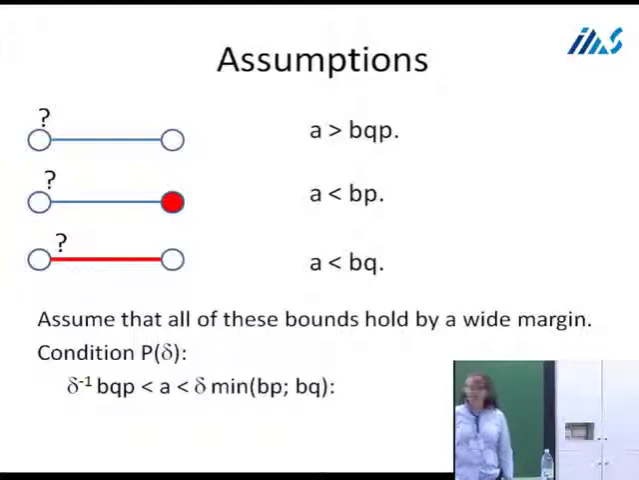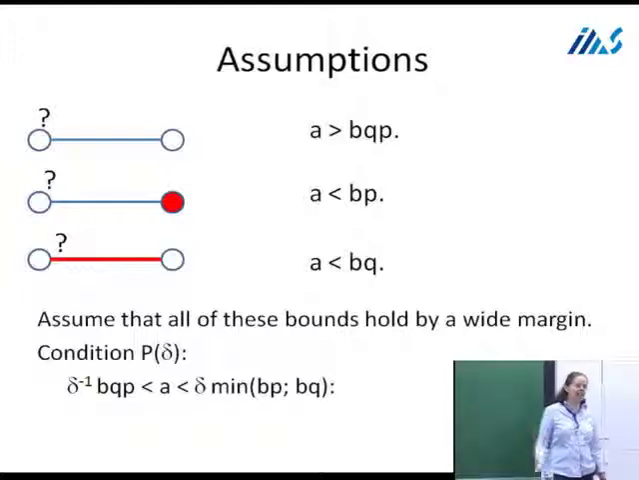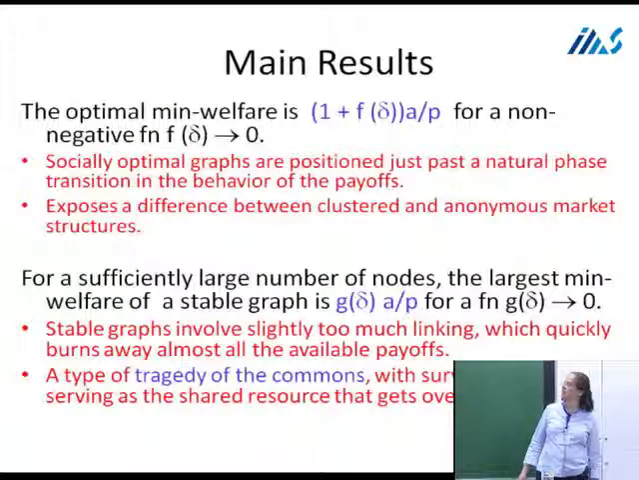Okay, and instead of assuming this, I'm going to assume that all these inequalities hold with a wide enough margin, so there's an extra parameter delta, and the inequalities I wrote not only hold, but hold with an extra multiplier delta. They hold with wide enough margins. So this is the range of parameters that I'm going to be interested in.